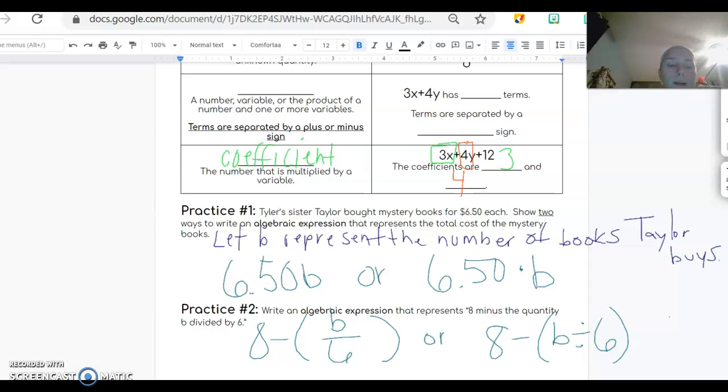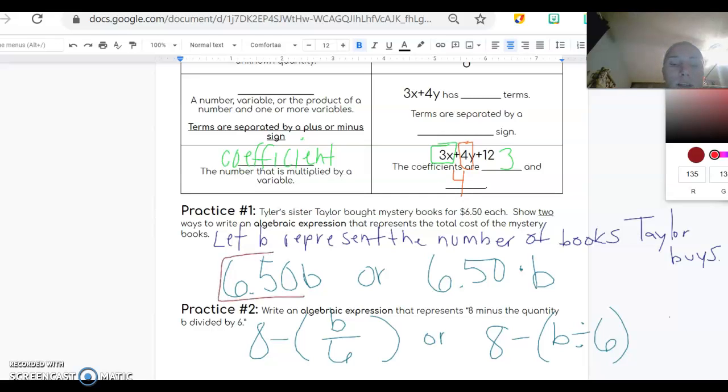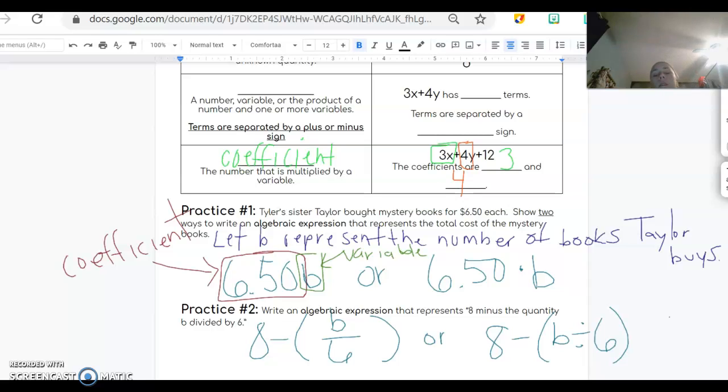So I'm going to look back up at practice number 1 for a minute, and I'm going to identify my different parts of the problem. So 6.50 is our coefficient. Okay? That is the number being multiplied by our variable, which then means that our variable is b. That's the letter that's being represented. Okay? That's our variable. So that is all for our notes for 3.4.